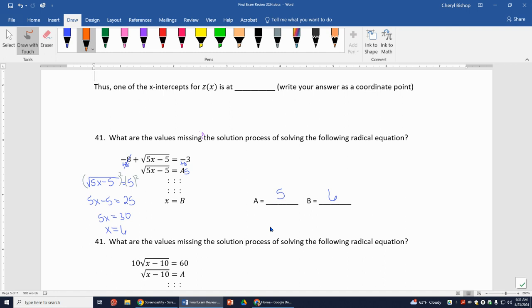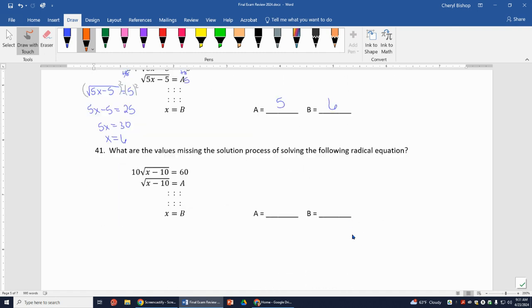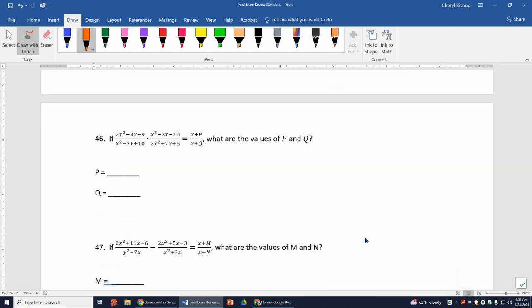All right, continuing on, let's skip number 41 and go to 46. Here we can see we are multiplying. I'm going to take each section of my fractions and factor them. So 2x squared minus 3x minus 9. I'm going to multiply my a times my c. That's a negative 18. When I look at the factors of 18, I'm looking to get a negative 3 in the middle when I subtract. So I'm going to do plus 3 and negative 6.